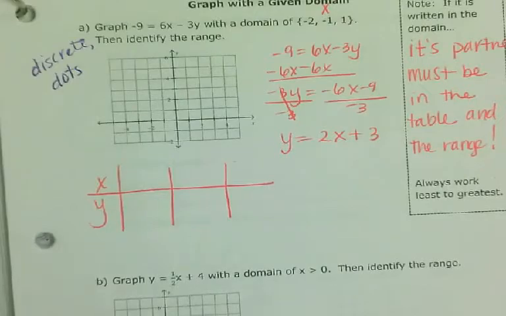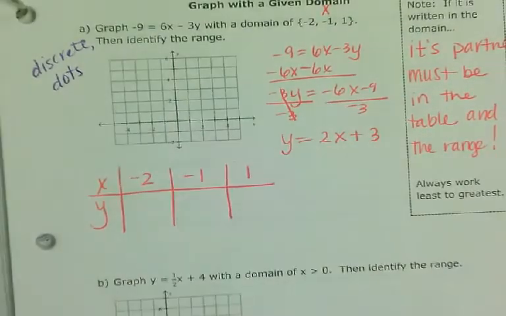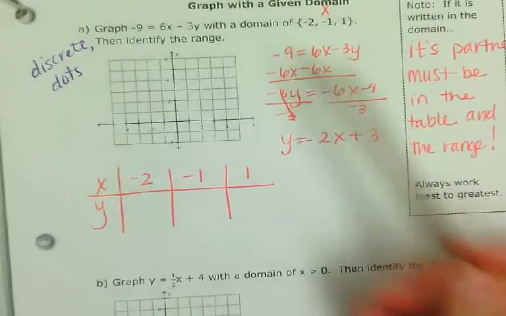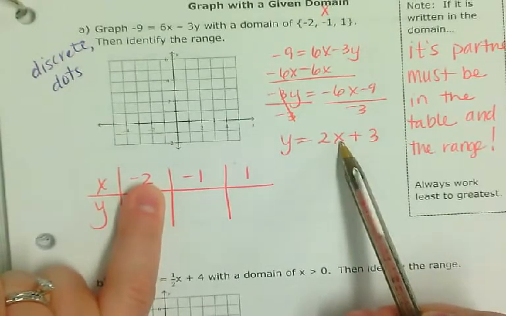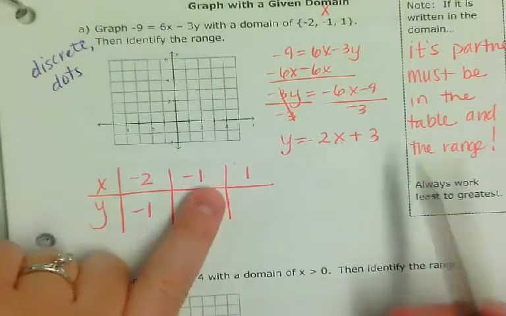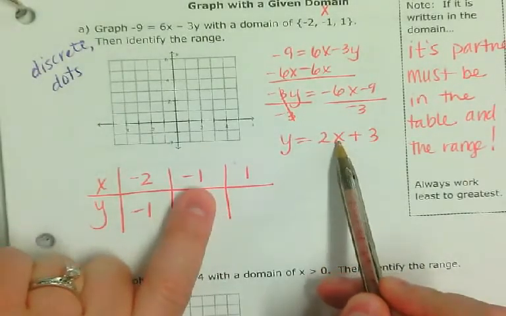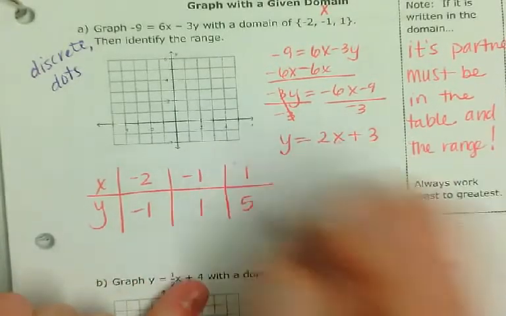And I'm going to take the domain that they gave me and put that in for my x values. And I need to come up with the y values. Now, really and truly, you do not have to put this equation into slope-intercept form. But is it easier to get y values that way? Yeah, okay. So we're going to sub in. 2 times -2 is -4 plus 3 is -1. 2 times -1 is -2 plus 3 is 1. 2 times 1 is 2 plus 3 is 5.